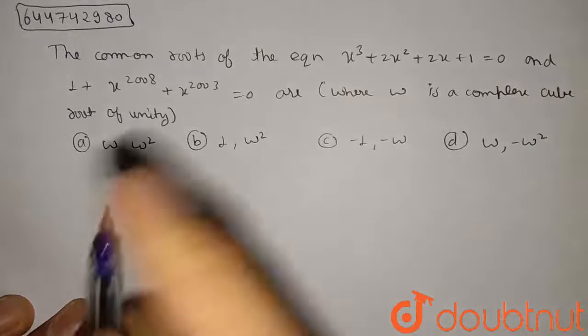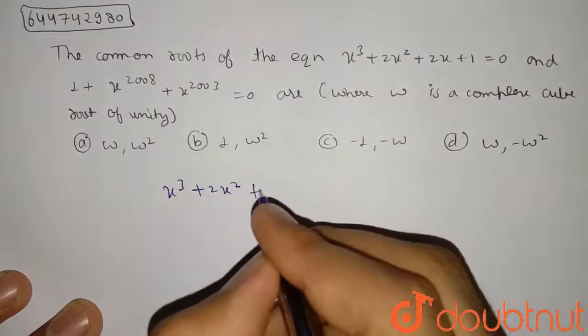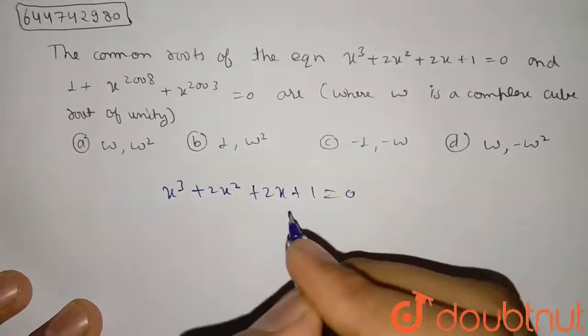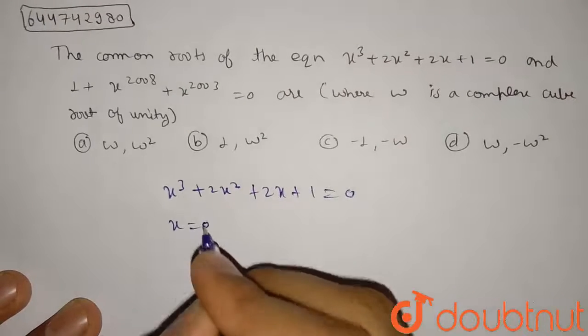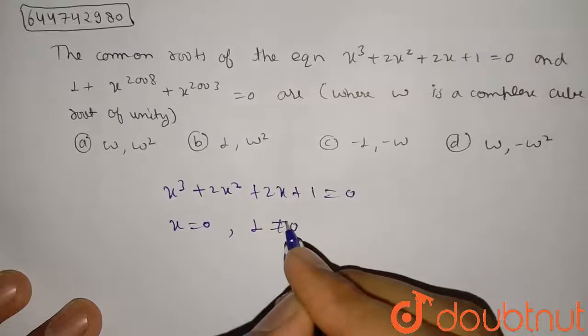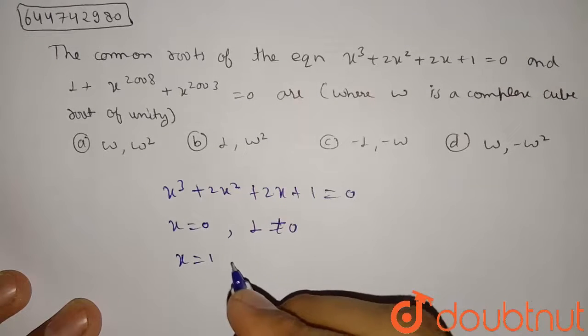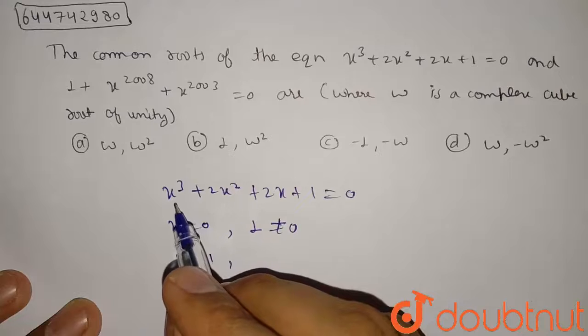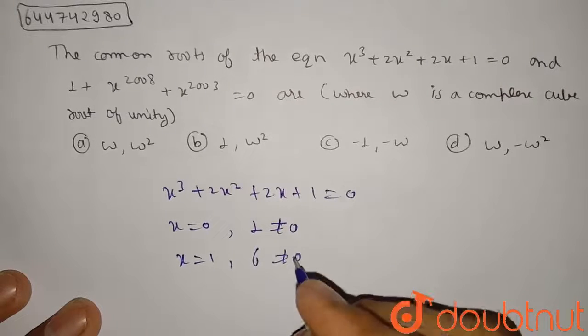Okay, so we have the given equation x cube plus 2x square plus 2x plus 1. First of all, we will use the hit and trial method. If you put x equal to 0, then this value is coming out to be 1. This is not equal to 0, so x equal to 0 is not a root. Now if you put x equal to 1, it will be 1 plus 2 plus 2 plus 1, which is 6. This is also not equal to 0.